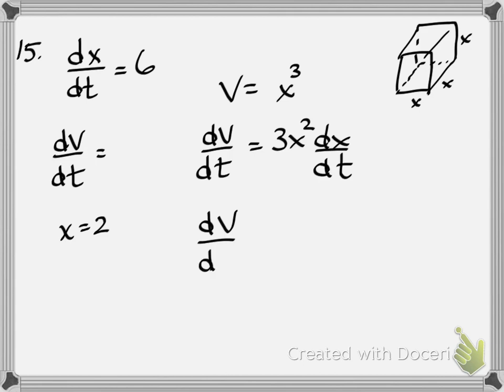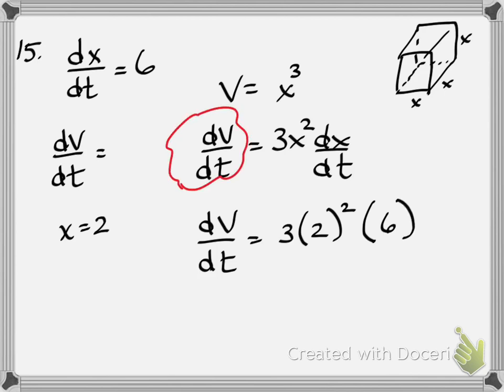Again, it's kind of odd that in all three of these that we've done, the thing that we're trying to solve for is already by itself. Sometimes you have to get that by itself. We got the 2 squared, and dx/dt is 6. What I meant was we're trying to find dV/dt, and for each of these 3 problems, it's been by itself already. So 2 squared is 4. 3 times 4 is 12, and 12 times 6 is 72. And volume is measured in cubic units, so this is centimeters cubed per second.